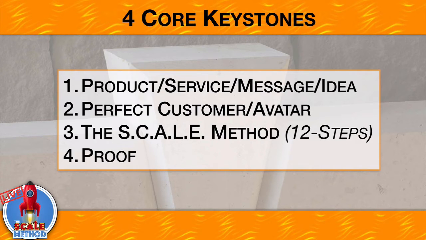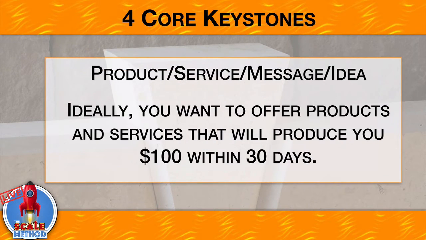Now, once you have those 2 things in place, you start with the 12-step scale method, step by step in building it. During the entire 12-step process, everything that you're going to do has to have proof. You're going to have numbers and results.